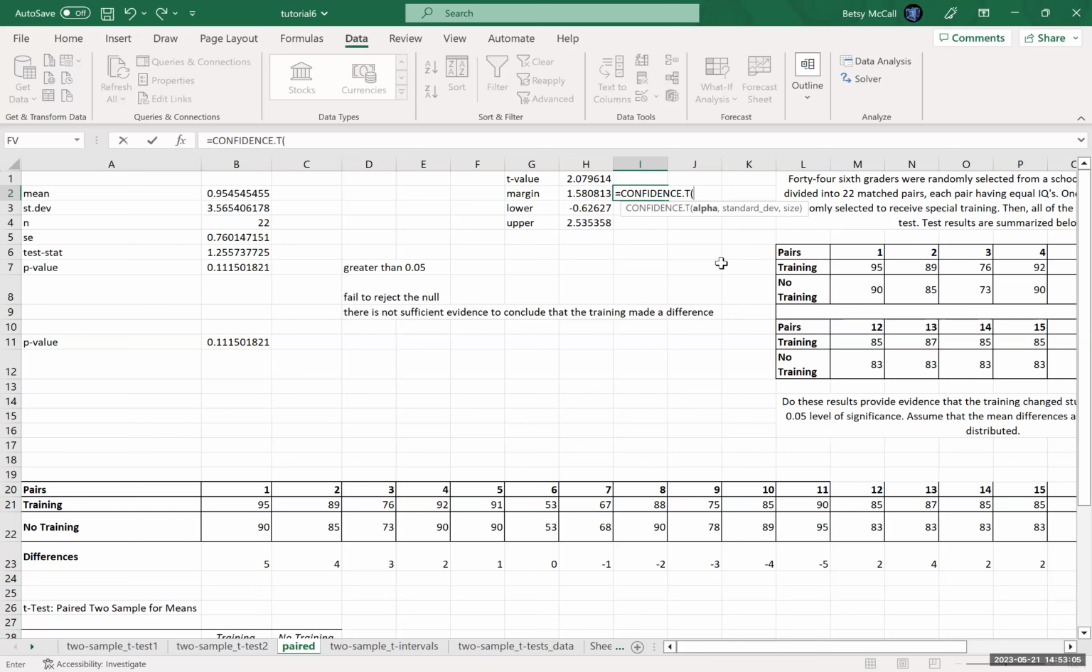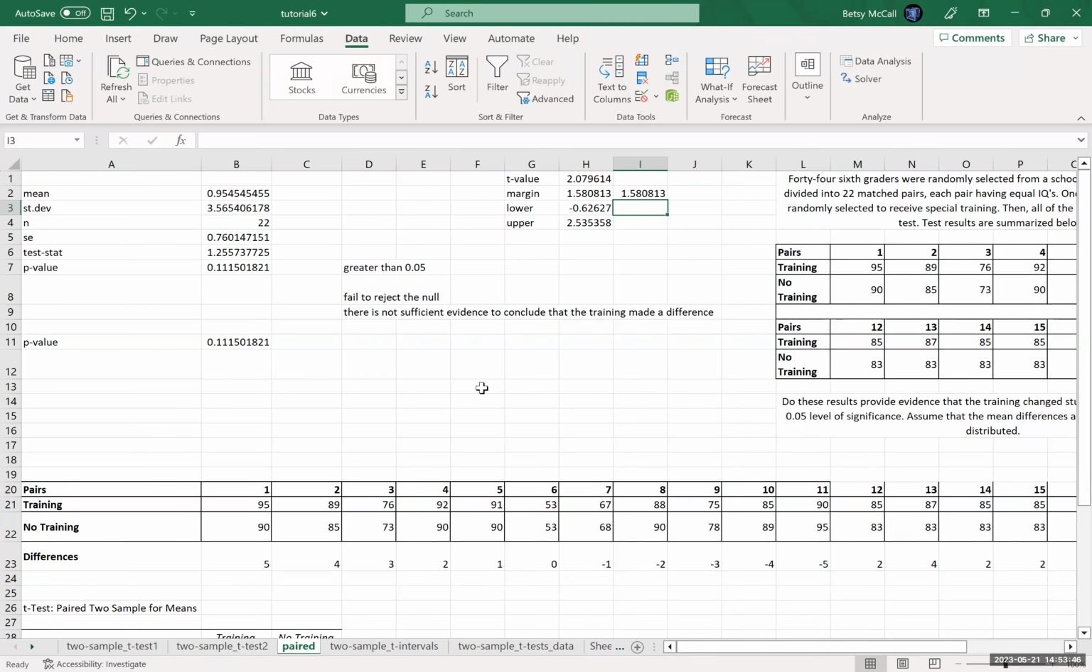Because in these other cases, they want the standard deviation, and we're not directly calculating the standard deviation or the standard error from that in the same way. So this confidence t function, again, it only produces the margin of error, but we can use it in the paired case because we are essentially doing a one sample test. Our alpha is 0.05. The standard deviation is the standard deviation from our differences, and then the sample size is n. And we can see we got the same margin of error.